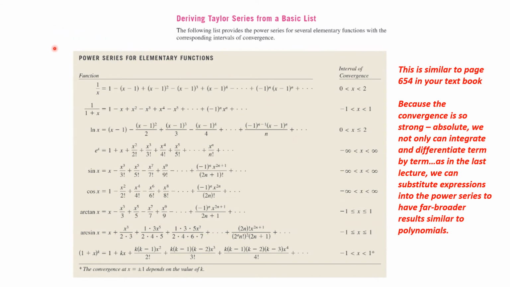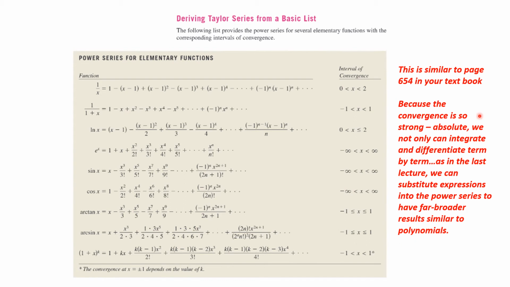Now, we've talked a lot about Taylor series, so there's a summary in your book. I took this from a different book, but this is very similar to page 654 in our textbook of reference, so you should look at page 654. That makes you think of a factorial, doesn't it? The beginning of a factorial. So anyway, you have a power series for a whole bunch of functions.